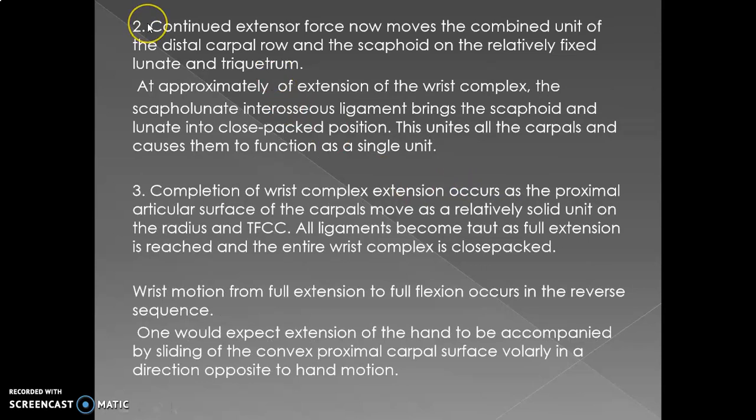In the second part of the motion, there is continued extensor force. Now we started from complete flexion and reached almost to the neutral. You understood, no? The initiation is happening in the distal carpal row. The extensor muscles are attached and they are pulling the metacarpals. Now we have reached the neutral.